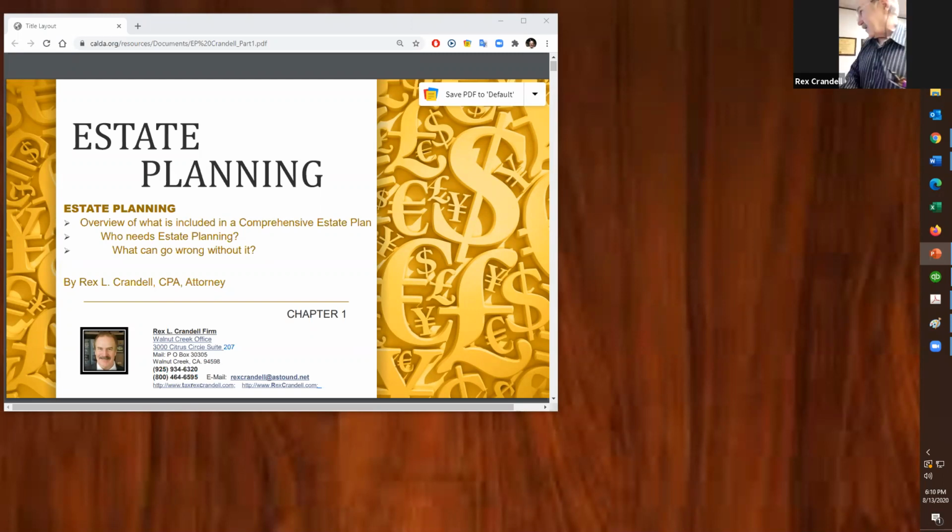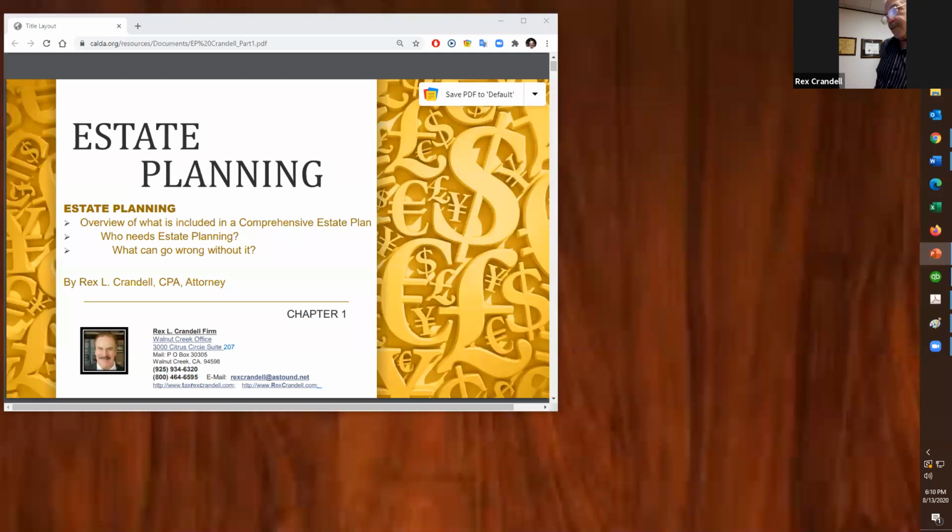Okay, so let me get here the learning objectives: to understand why comprehensive estate planning is needed. What are the 4 essential legal documents for what I call comprehensive estate planning? It's not piecemeal, it's not just a trust. Who needs comprehensive estate planning? And what can go wrong if proper planning is not done?